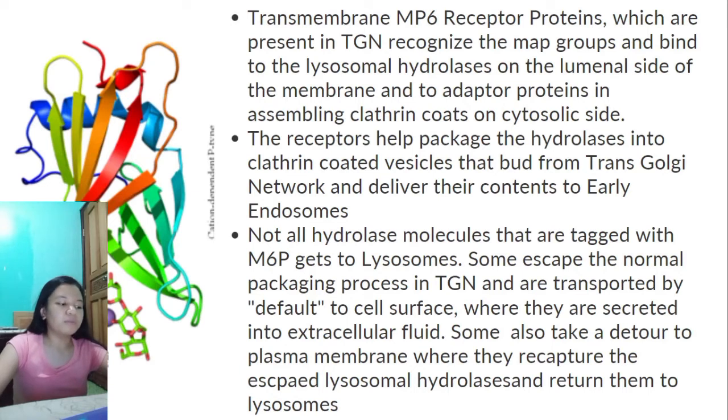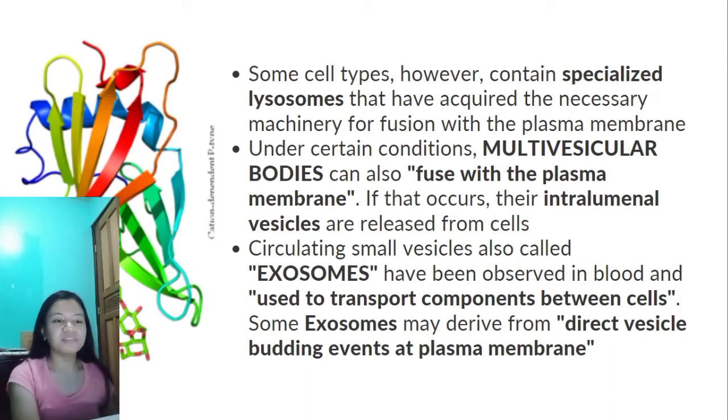Okay, so yung mga targeting ng mga material sa lysosomes is hindi pa to yung tapos ng pathway. So, yung mga lysosomal secretion ng mga undigested content is nag-enable sila to eliminate the indigestible debris. So, yung mga ibang cell types, however, is nagko-contain daw sila ng mga specialized lysosomes, which is parang na-accord nila yung necessary machinery for fusion with the plasma membrane. Then, under certain conditions naman, yung mga multivesicular bodies natin is pwede din mag-fuse sa plasma membrane. So, kapag nangyari yon, yung mga intraluminal vesicles is magre-release sila sa mga cells.